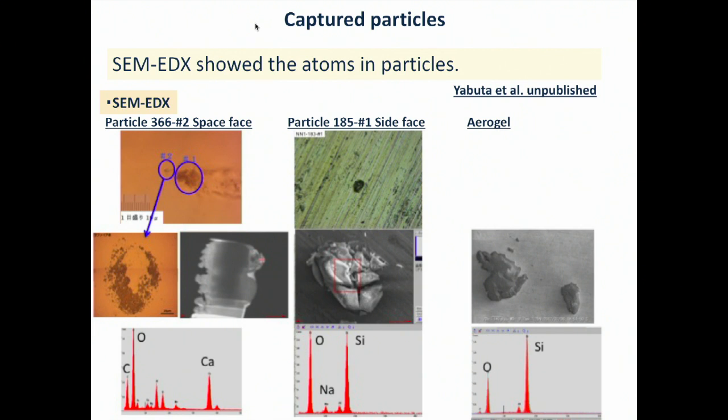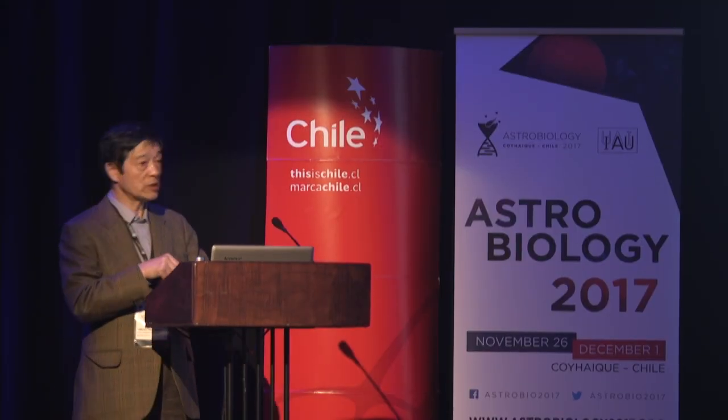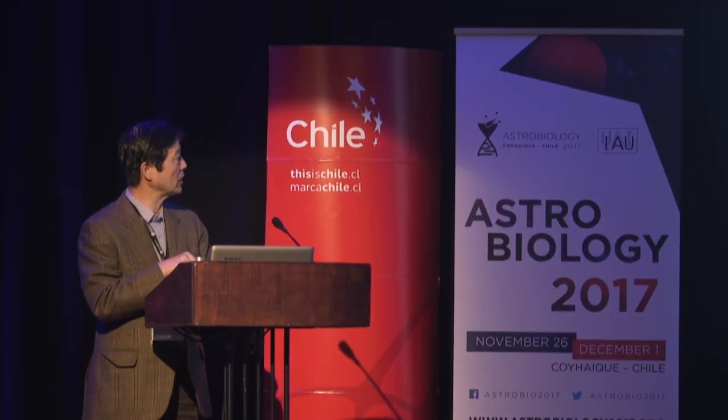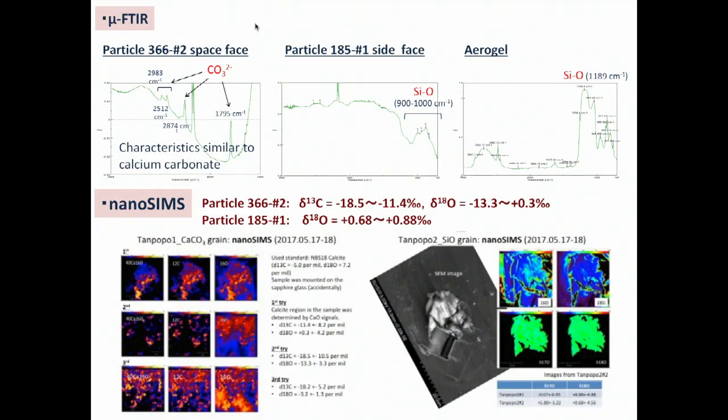And by analyzing the microzones, we can see that carbon and calcium and the spectra of these atoms are very similar to calcium carbonate. And we are not sure about the second particle, but maybe similar to glass or the quartz. And micro-FTIR supported these result. And we have also analyzed the isotope of carbon and oxygen. And this is compatible with that these particles may came from the outside of the Earth, but it is not clearly indicated by the isotope analysis.